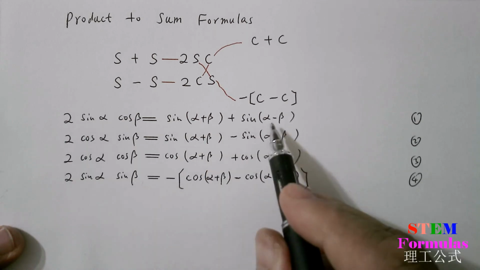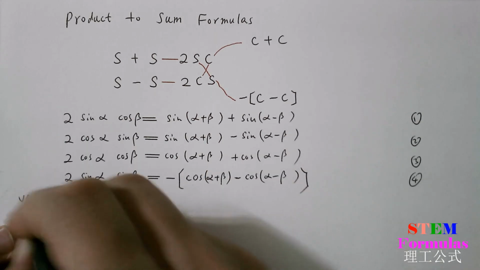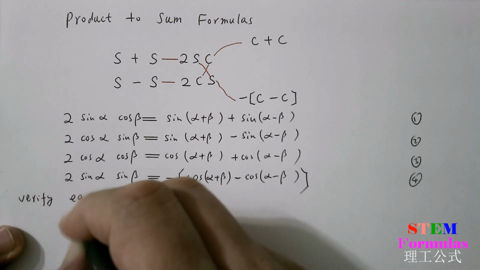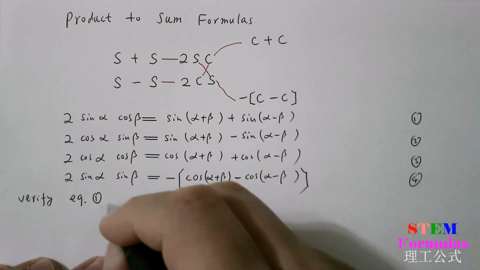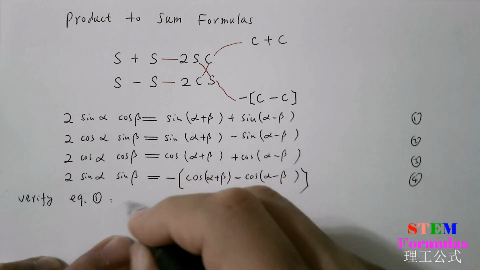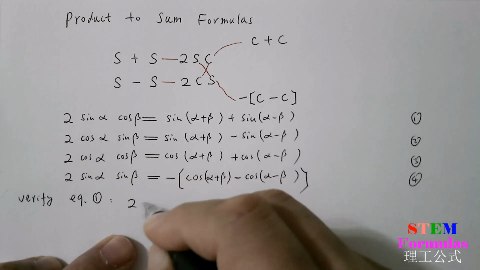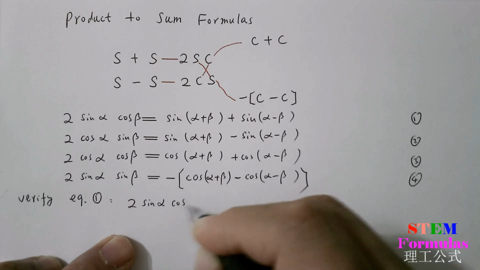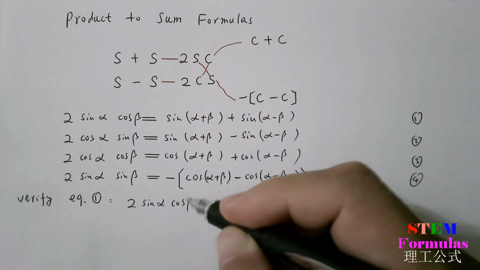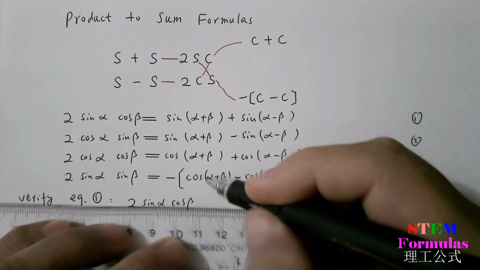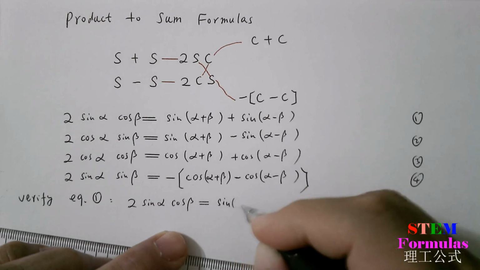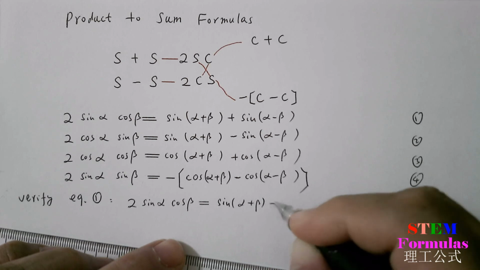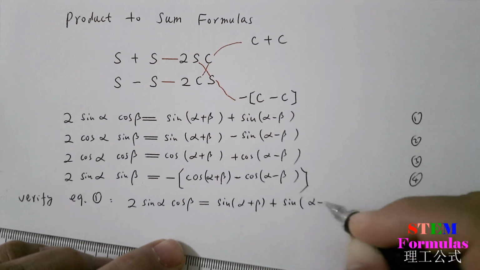We can verify equation 1 is correct. Equation 1, I copy equation 1 as follows: 2 sine alpha cosine beta equals sine alpha plus beta plus sine alpha minus beta.